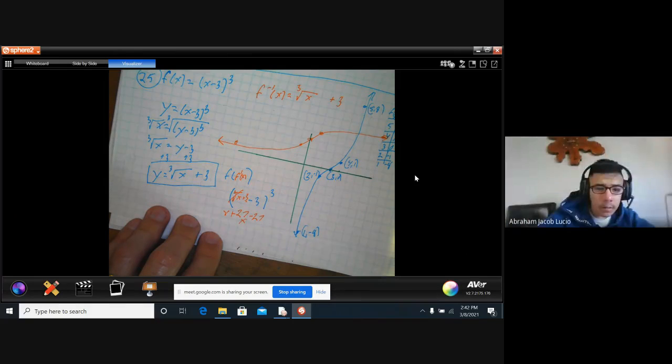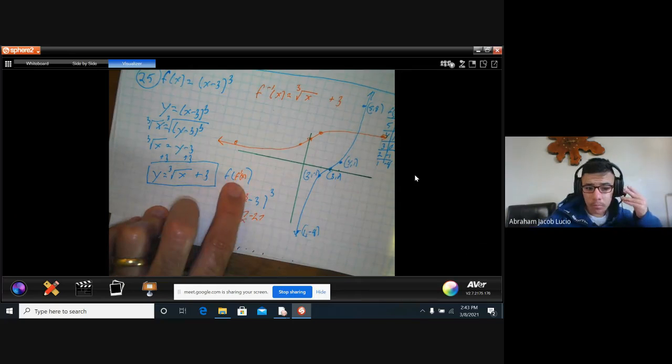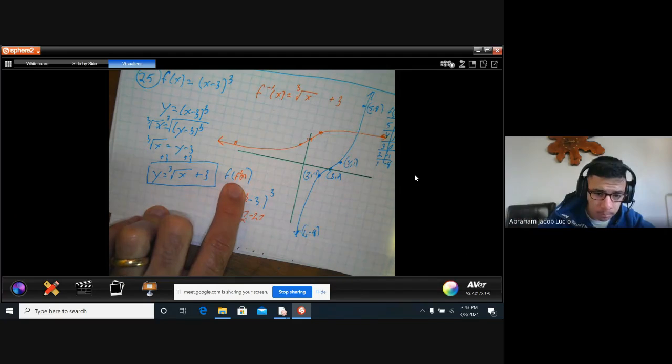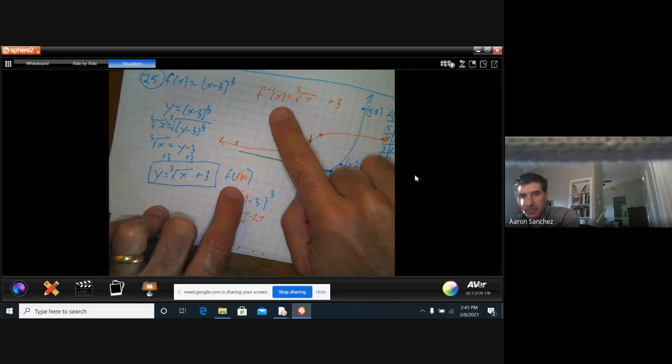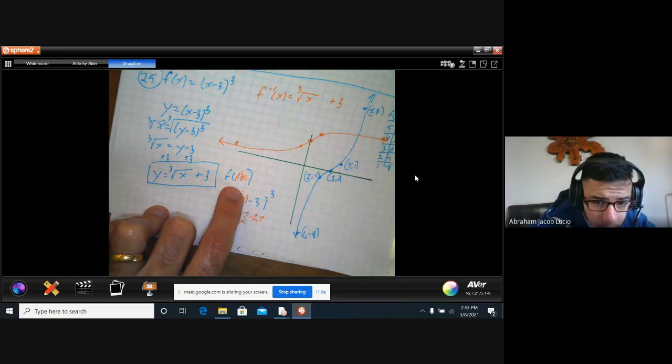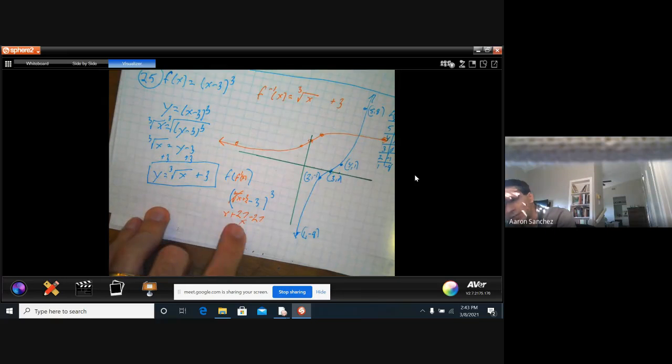Wait, what's inside the first f, like in the parentheses next to the f? The inverse of f of x is this. So you put that in there? Yeah, and you should have an x left over if they're inverses. That's how I was showing you there.